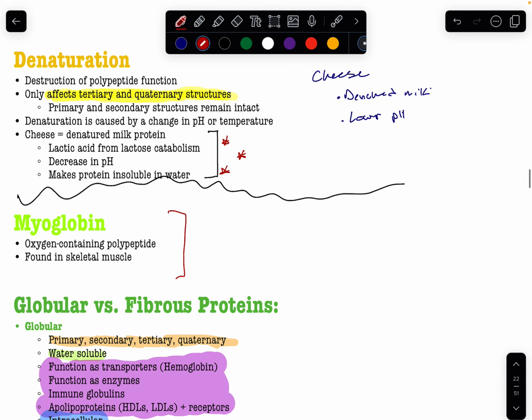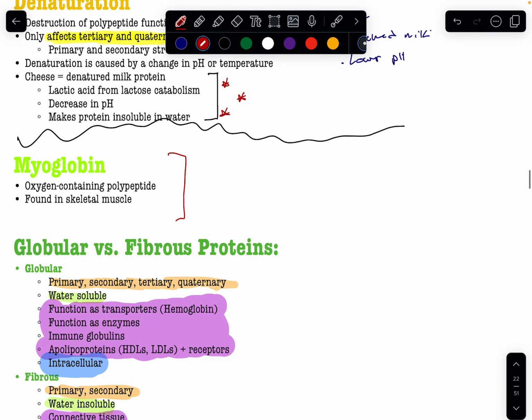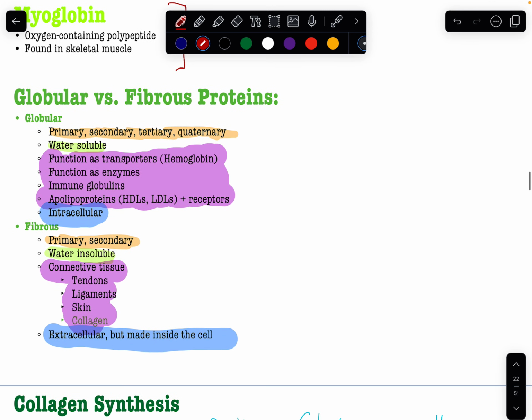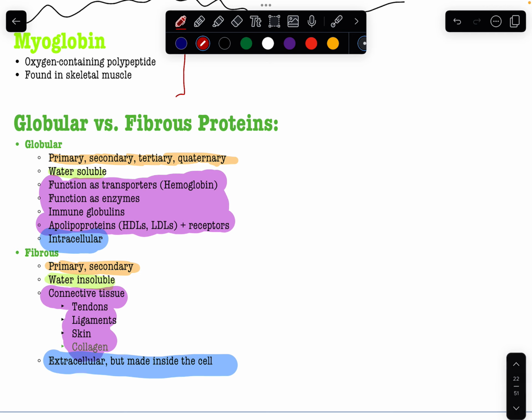Myoglobin, oxygen-containing polypeptide found in skeletal muscle. Besides that, nothing too crazy. So now we're getting into globular versus fibrous proteins. With globular proteins, you just need to know that it involves primary, secondary, tertiary, and quaternary structures. And the main role of globular proteins is it functions as transporters within our body. It can also function as enzymes. But again, you guys are seeing hemoglobin right here.